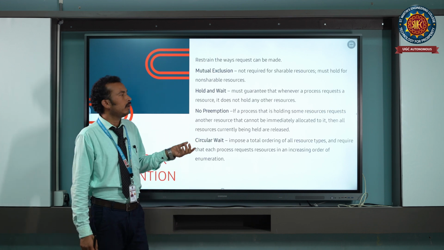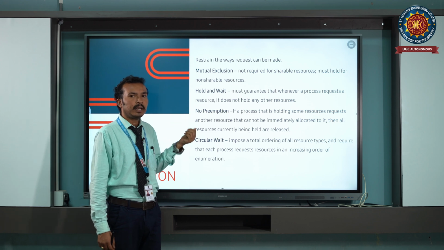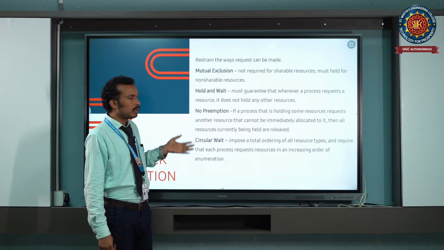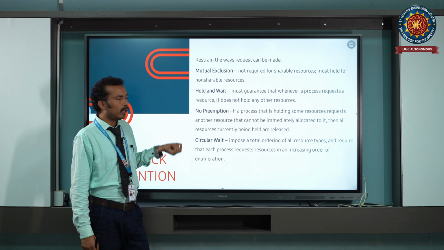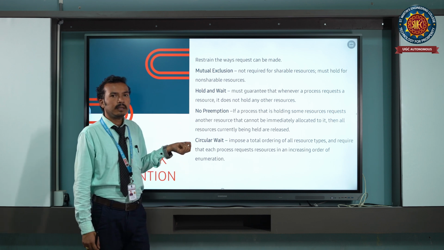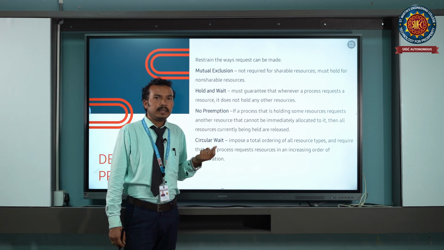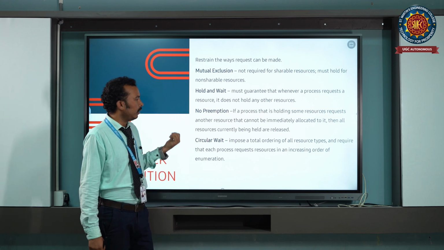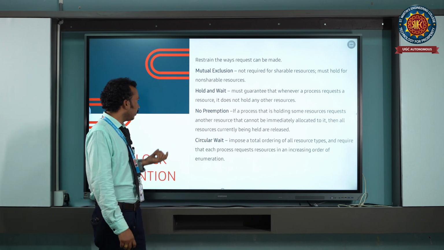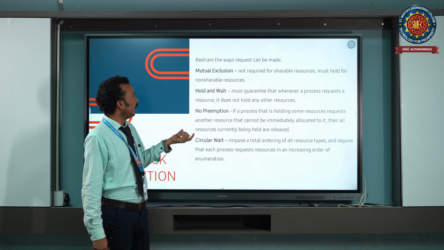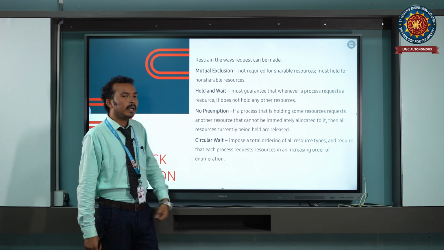To prevent the deadlock, there are four necessary conditions: mutual exclusion, hold and wait, no preemption, and circular wait. Only when these four conditions occur will the deadlock occur. We need to eliminate any one of the conditions, and then no deadlock will occur. Prevention is better than the cure. After a deadlock has occurred, handling it is difficult. So before it occurs, we can eliminate any one of the necessary conditions and prevent the deadlock. So the first one is the deadlock prevention method.